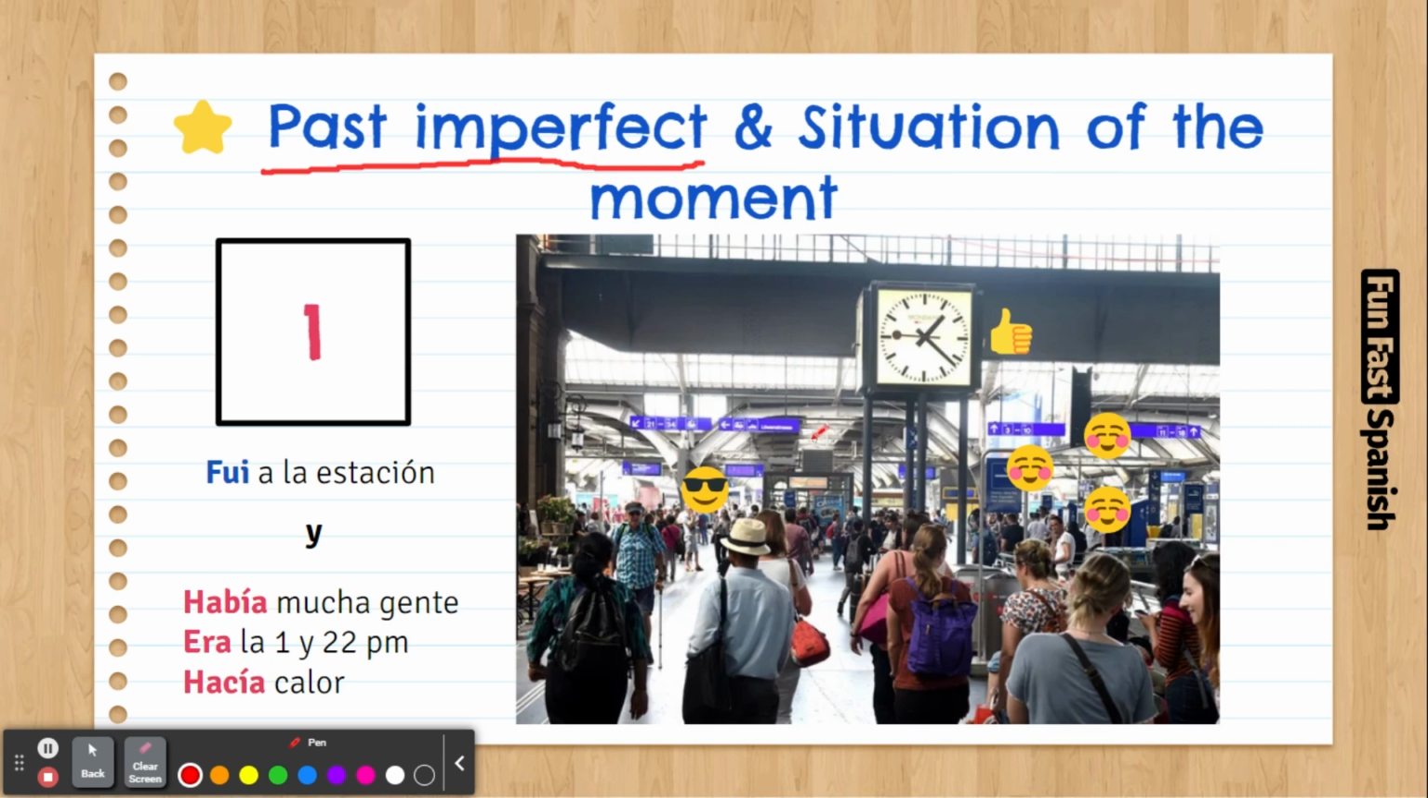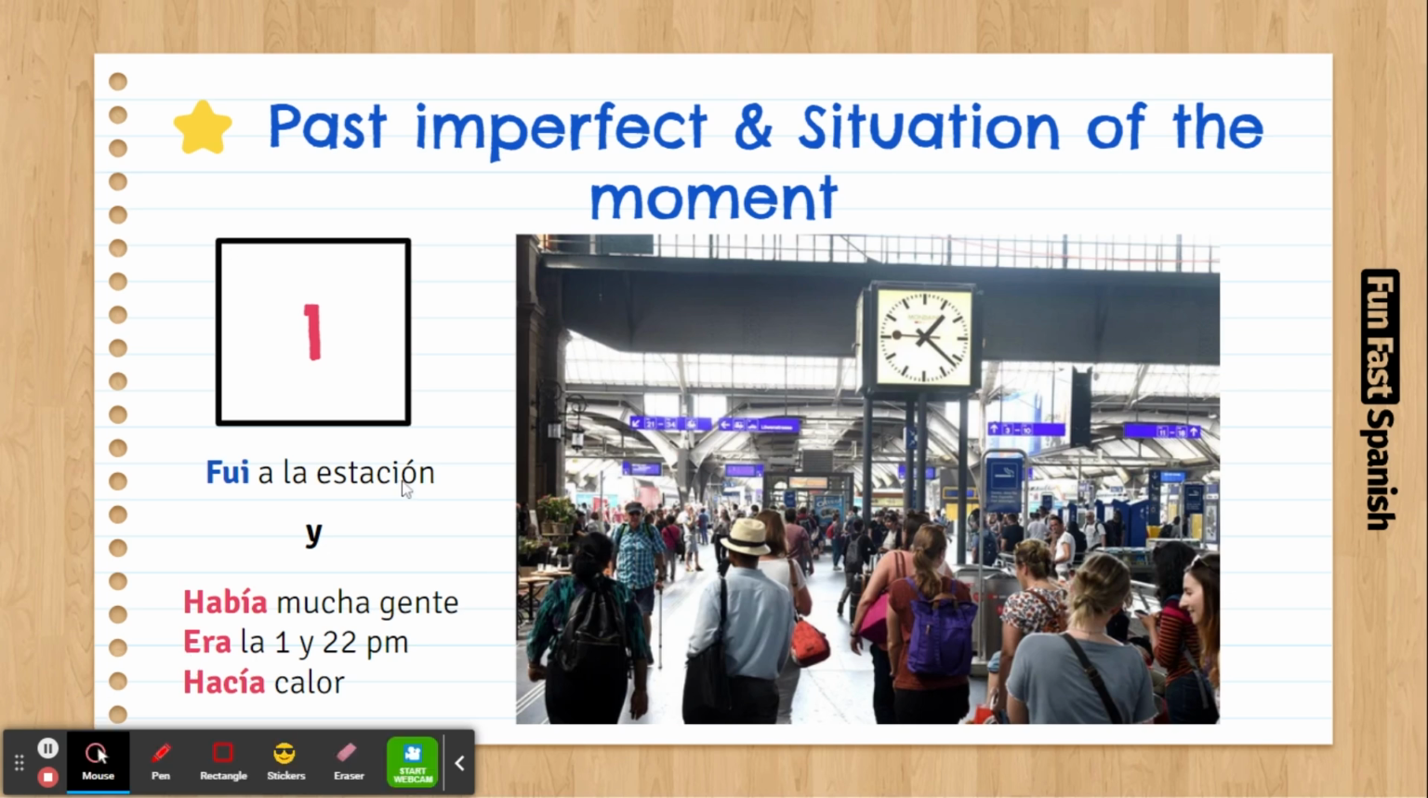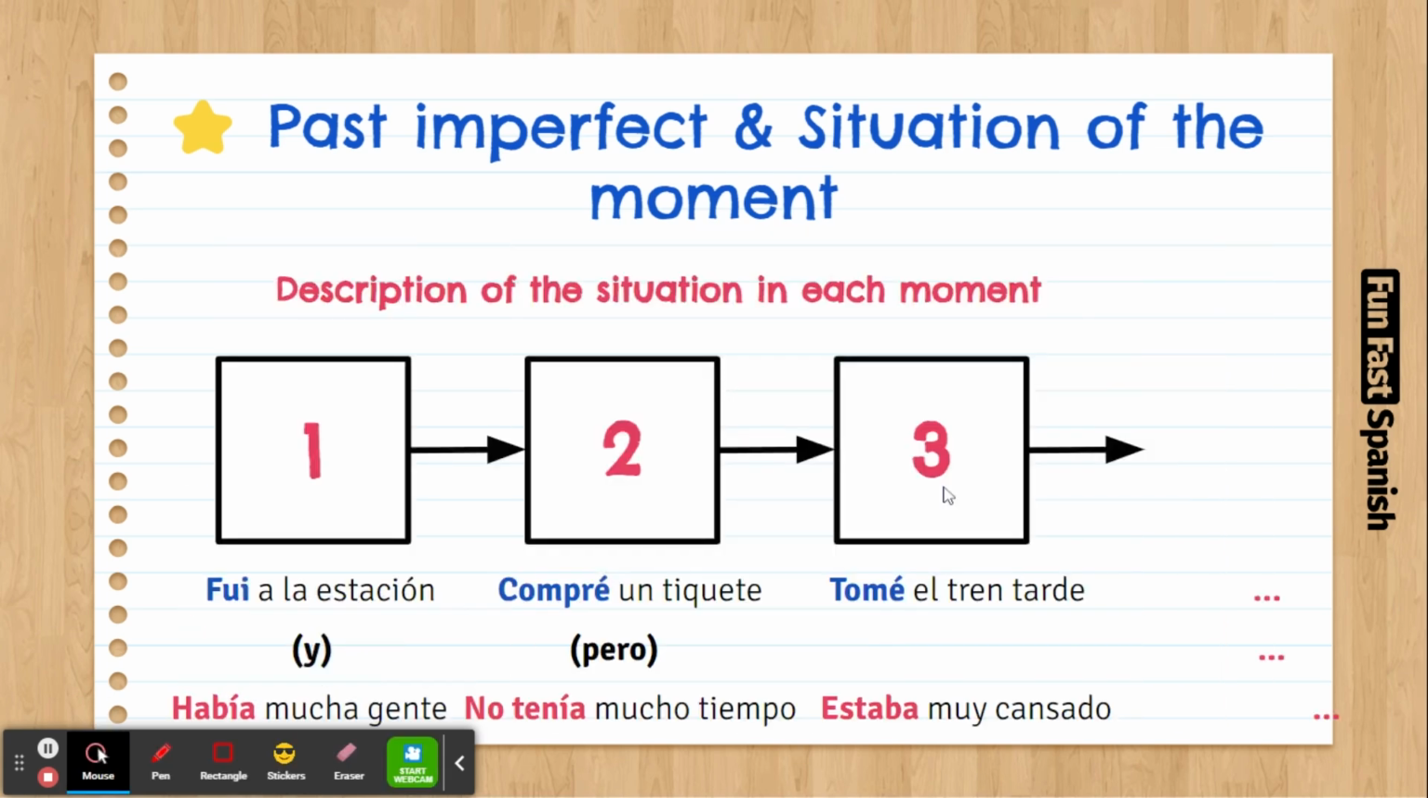I could say, había mucha gente, era la 1:22, hacía calor, el día era muy, muy bonito, estaba muy feliz, tenía hambre. So I am describing all this situation with the past imperfect. If I want to put a next event, then I have to use the past simple again. And that's why, let's have a look at the main one.